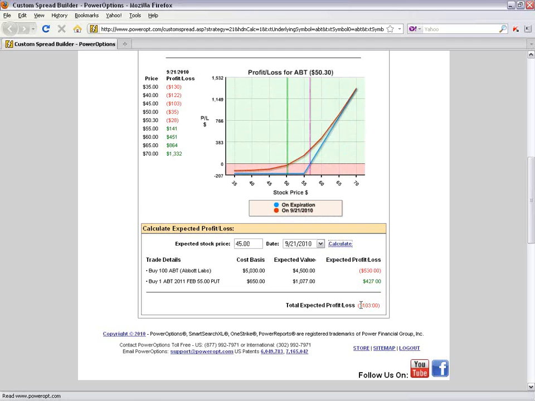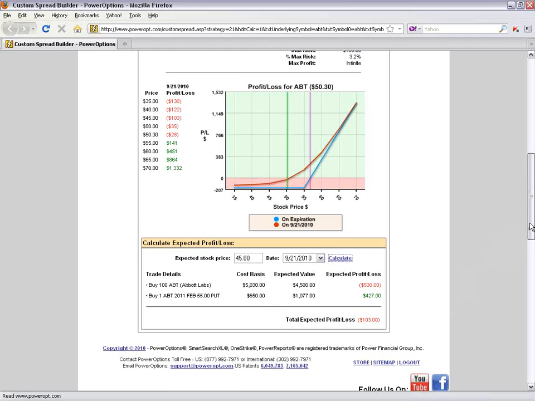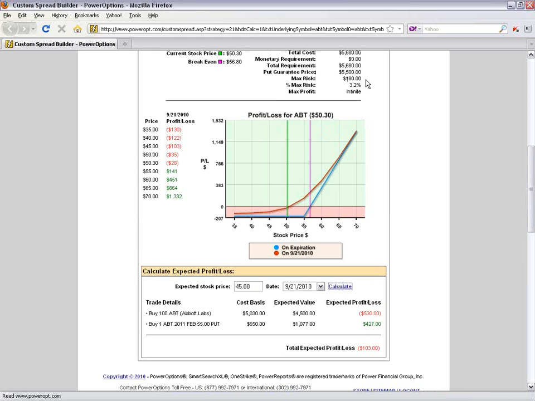And now we see we'd have a loss of $103. But remember, the maximum risk we had on the position was $180. So even if the stock tanked 5 points, about 10% in the next 3 weeks, we wouldn't be near our maximum risk for the position. We'd be close. We'd have a theoretical loss of about $103, and the maximum risk when we opened this position would have been $180.